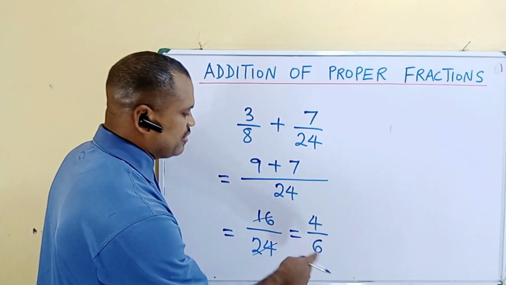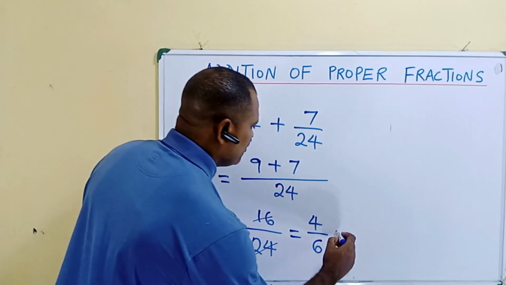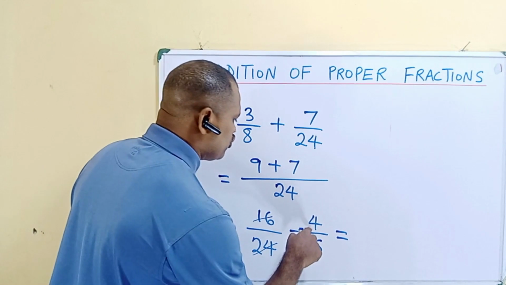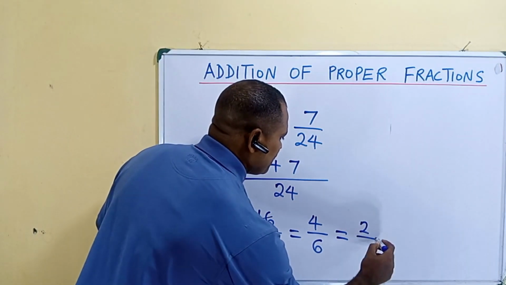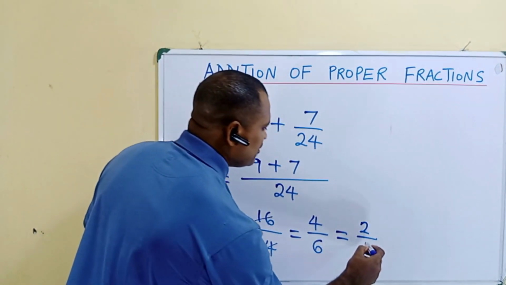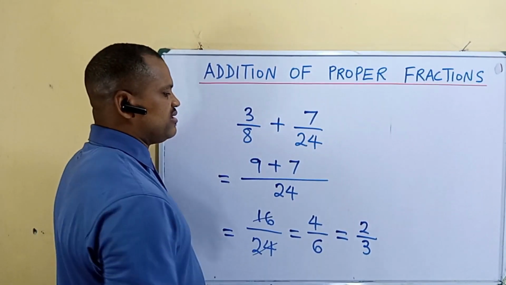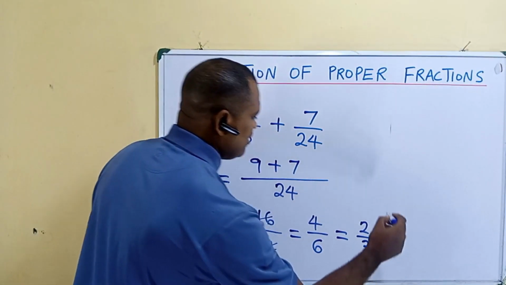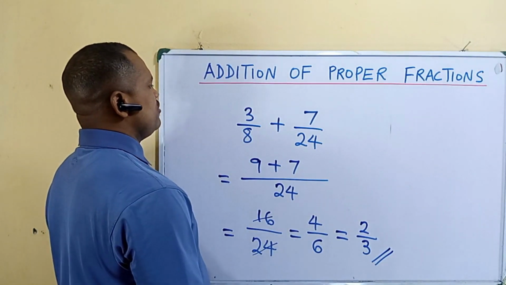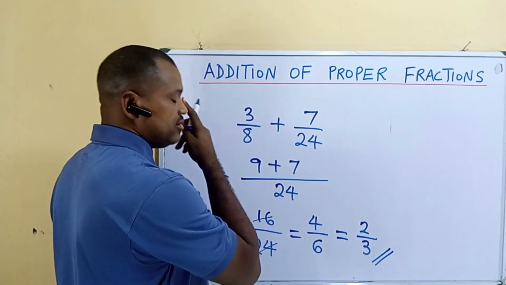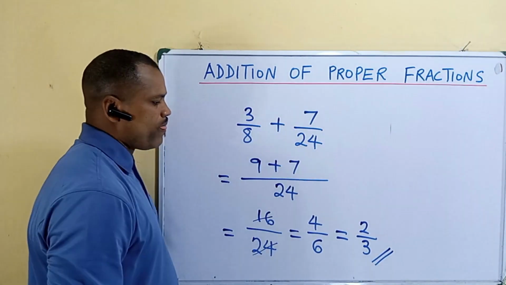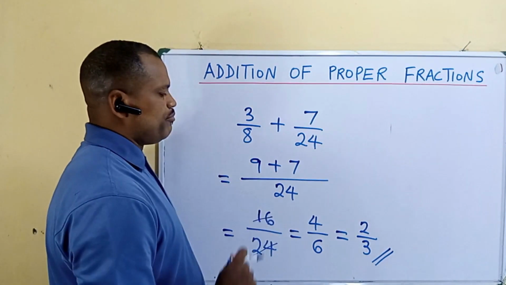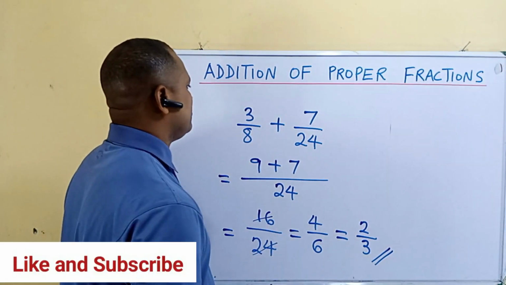Can you still divide further? Can you still break down? Yes, 2. 2 can divide both 4 and 6 without remainder. So 2 into 4 is 2. Into 6 is 3. This is the simplest it can be. So that is the answer. So when you add 3 over 8 to 7 over 24, you get 2 over 3. I need you to clean this, so we'll do another one.